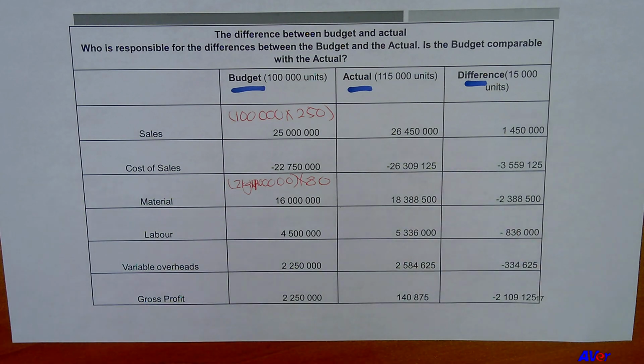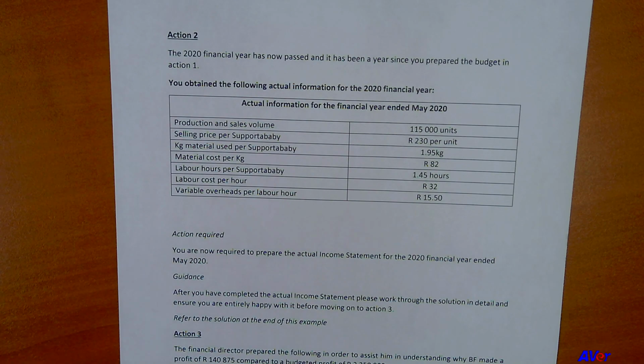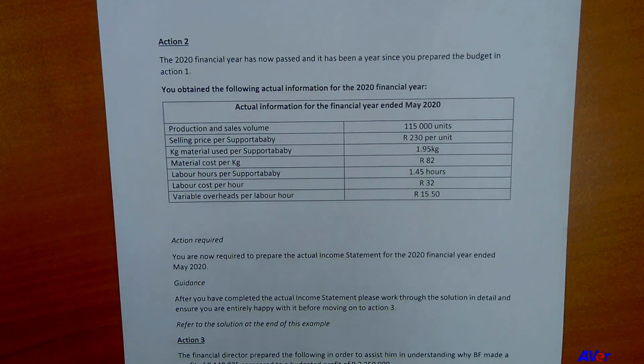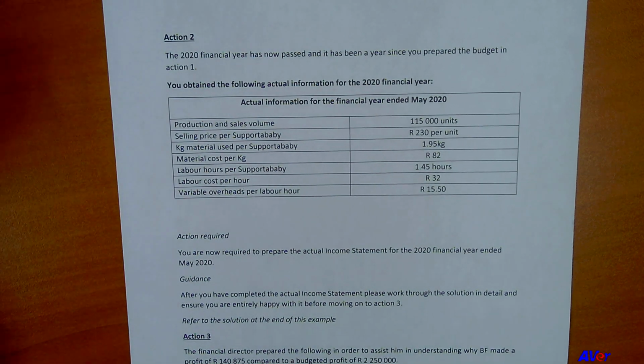If you look at the actual, on the other hand, in your working example, they already told you that your actual information looks like this. They've given you your production and your sales. It's still the same, so there's no opening and closing stock. They've given you that you've actually produced 115,000 units instead of the 100,000 units. So there's a difference there. Your selling price is now 230. In the budget, you had budgeted for 250, and then they tell you that it's 1.95 kgs per unit, which in the budget is actually 2 kilograms.